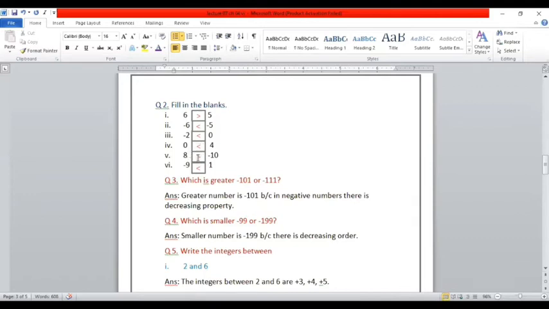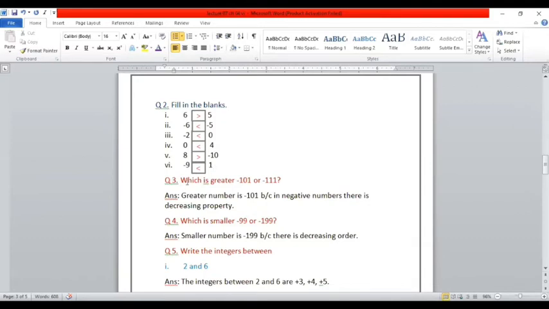Here 8 and then -10. 8 is greater than -10 because 8 is positive and this is a negative number. Positive numbers are always powerful or greater or bigger than the negative number. -9 and then 1. Definitely minus is the negative sign and it is less than positive. -9 is less than 1.